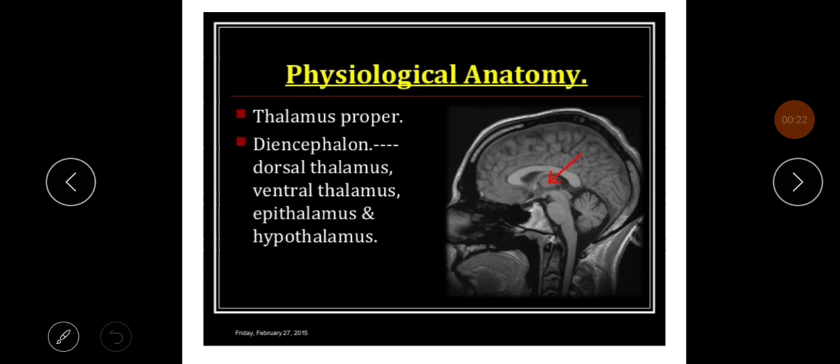So the thalamus proper is a part of the diencephalon. It can be divided into dorsal thalamus and ventral thalamus, and some divide it into epithalamus or hypothalamus.